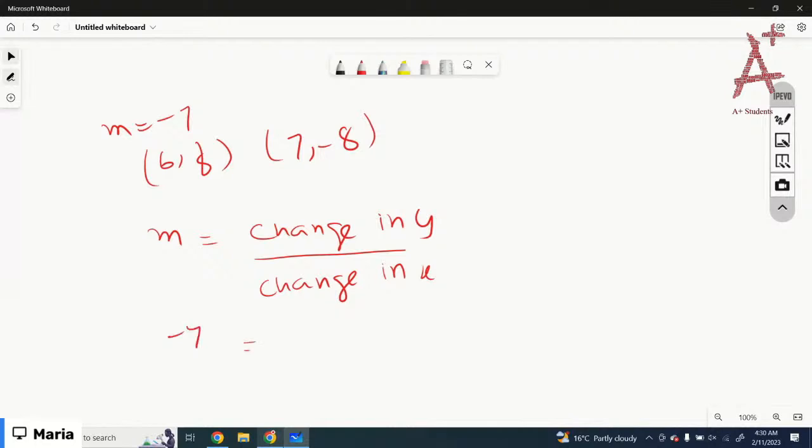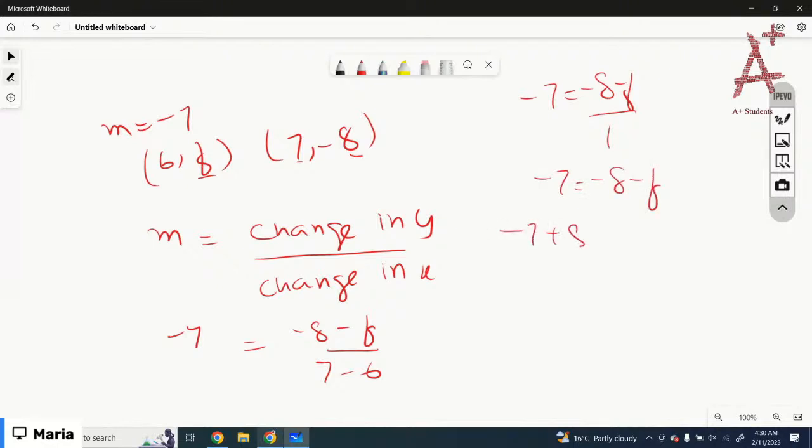M equals negative 7. Now change in y: negative 8 minus f, divided by 7 minus 6. So negative 7 equals negative 8 minus f, over 7 minus 6, which is 1. So negative 7 equals negative 8 minus f. You have to add 8 both sides. Negative 7 plus 8, negative 8 plus 8 minus f. 8 and 8 cancel out. Negative 7 plus 8 is 1.